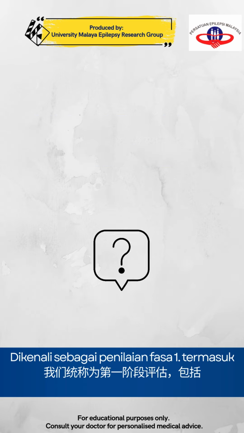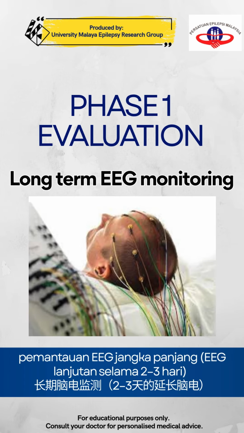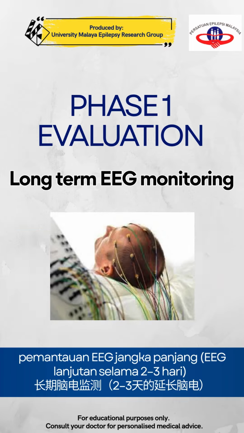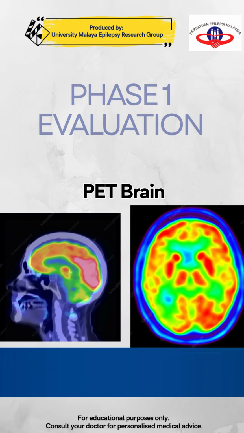Your doctor will decide that you need stereo EEG after a series of investigations, which we collectively call the phase 1 evaluation. These include a long-term EEG monitoring, usually a 2 to 3 days prolonged EEG recording, an MRI brain, and also a PET scan of the brain.